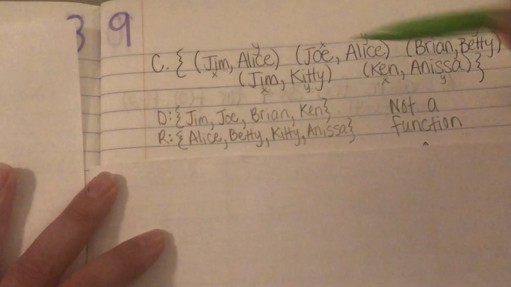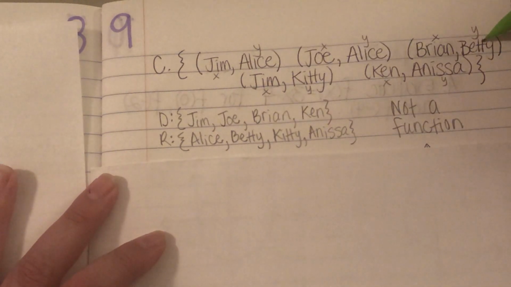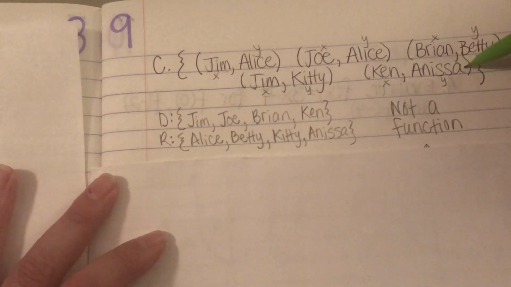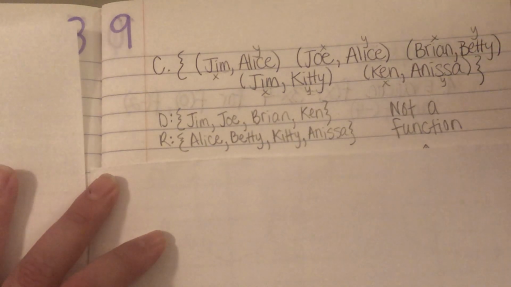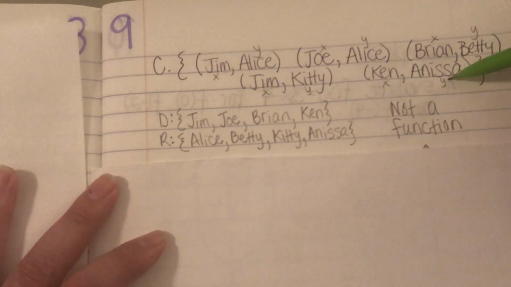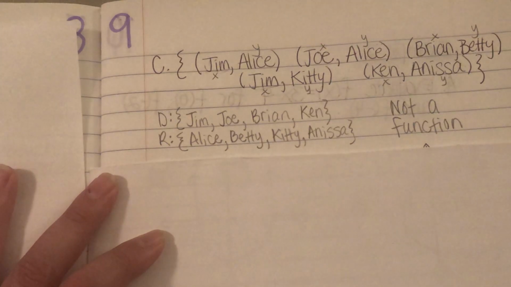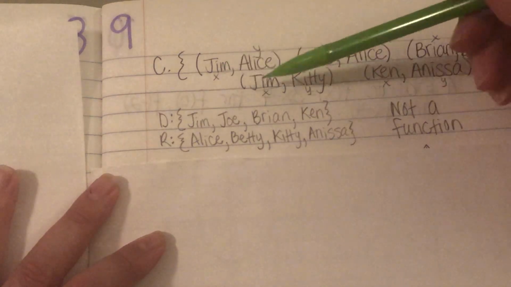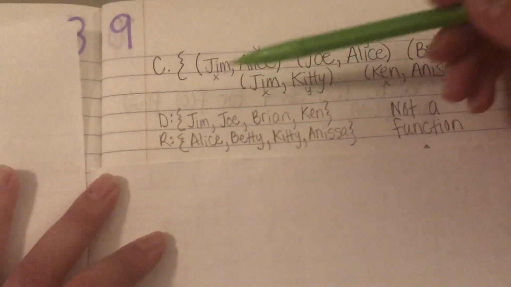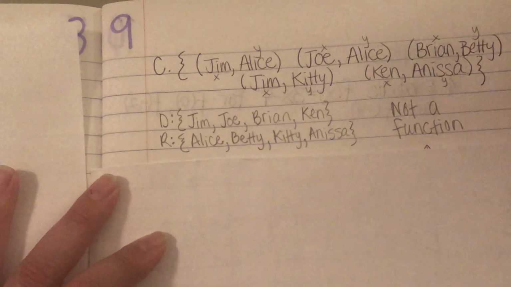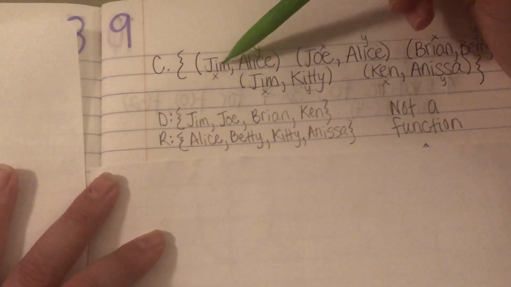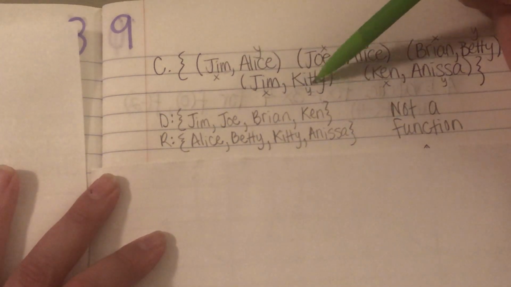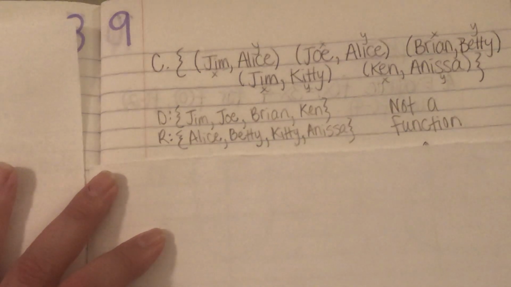That's okay. It could have been Jim and Alice, Joe and Alice, Brian and Alice, another Jim and Jim and Kitty, and Ken and Alice. That's fine. There could be 1, 2, 3, 4 different Alices. I know of a couple different Alices. So they could be different people. But right here, because I have Jim and Jim, I don't know how to discern between Jim and Alice. How to tell between Jim and Alice and Jim and Kitty. So this is not a function. This is simply a relation.